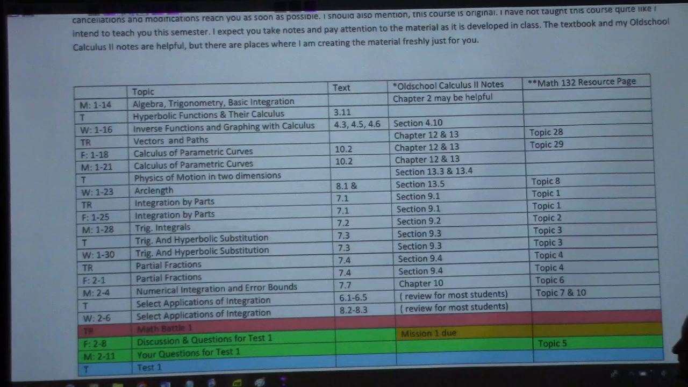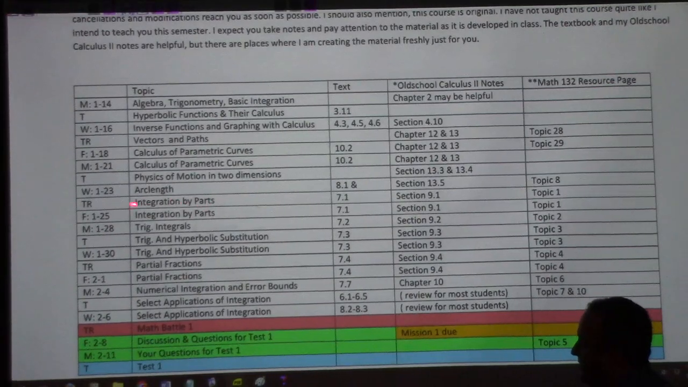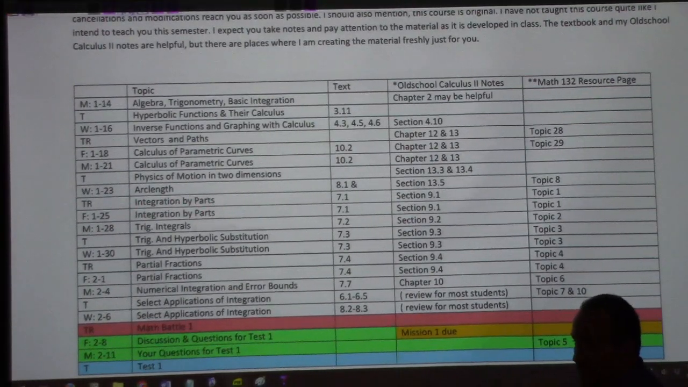Of course we lost day 1 to snow, which we're still feeling the effects of. Where we are at the moment is here, right? I actually talked about physics of motion in 2 dimensions previously. So we're a little bit off my plan, but I wanted to spend more time on examples for parametric curves since you asked. But probably tomorrow, I'm going to start on integration by parts, all right?